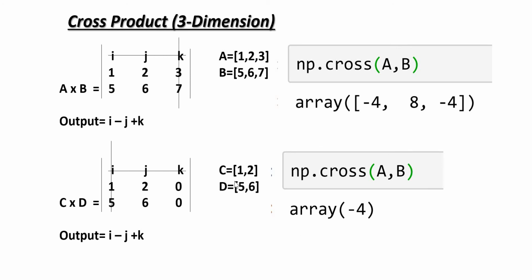Right, now let's say this is a second example, you have the 2D array only, 1 2 and 5 6, which you are placing in place of I and J only. But what about K? Here you need to pass only A and B. In the back end, it will take 0 over here, and it will cross multiply, and we will get -4. How this -4 will come, I will show you here.